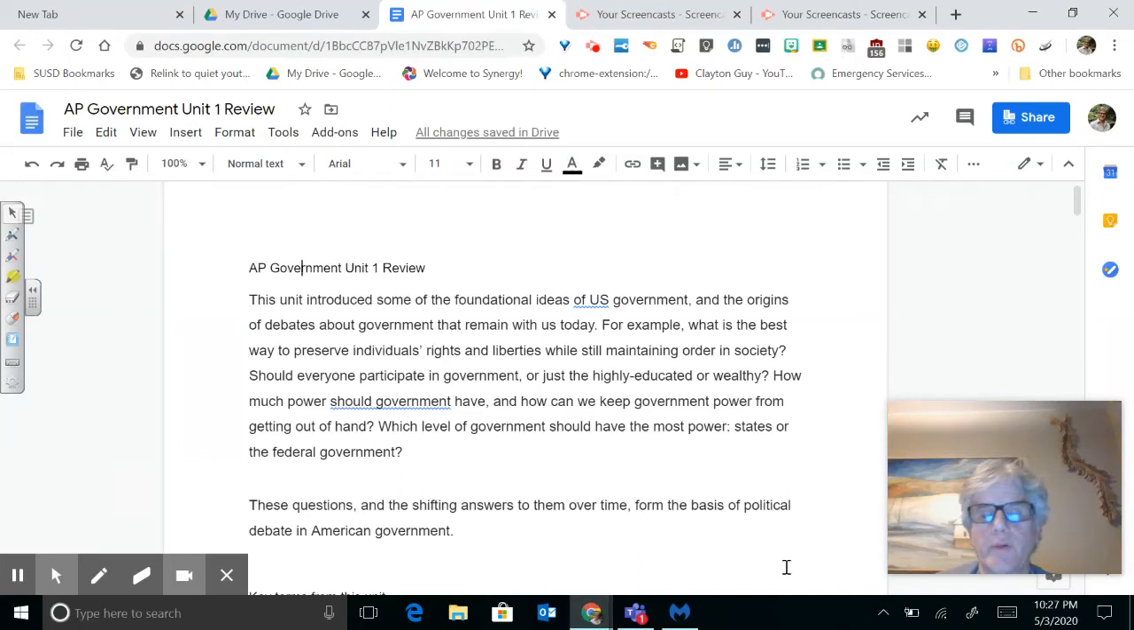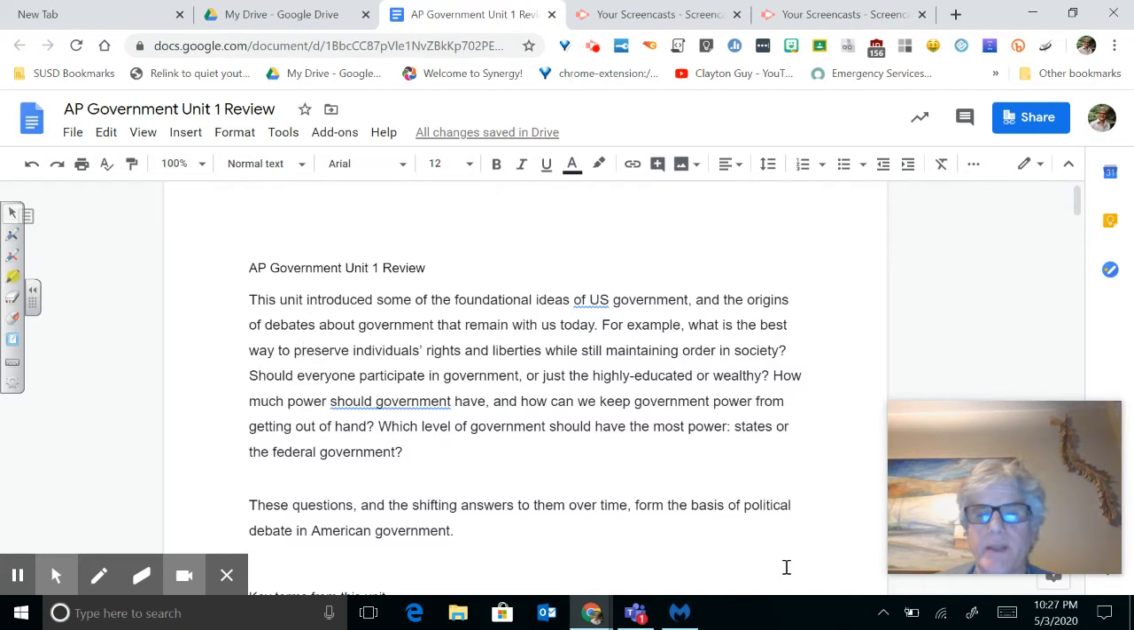AP Government Unit 1 Review. This unit introduced some of the foundational ideas of U.S. government and the origins of debates about government that remain with us today. For example, what is the best way to preserve individual rights and liberties while maintaining order in society?